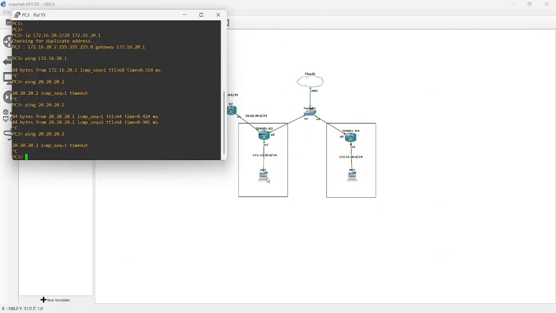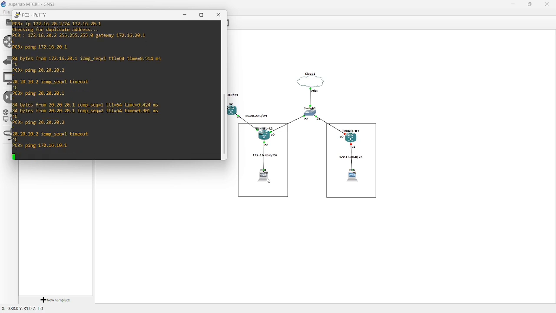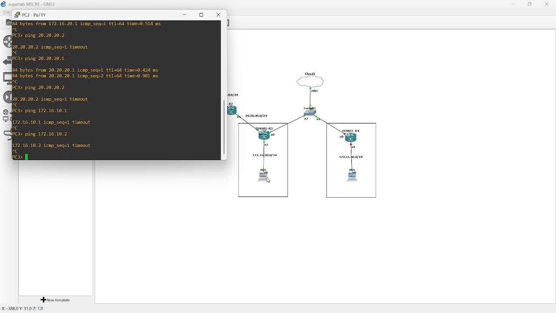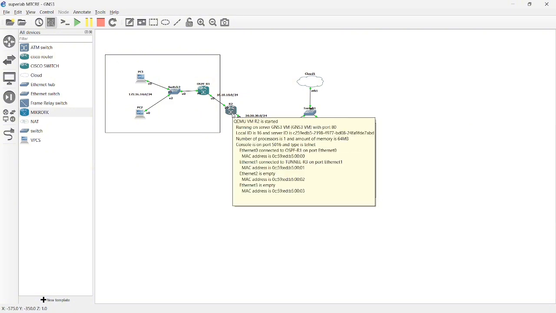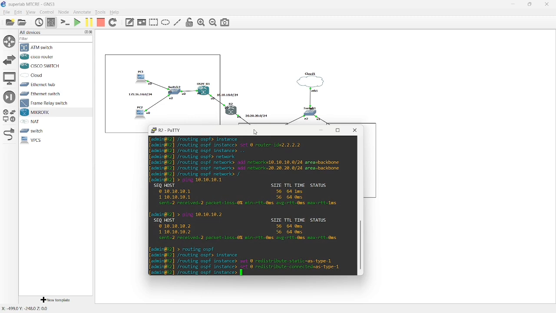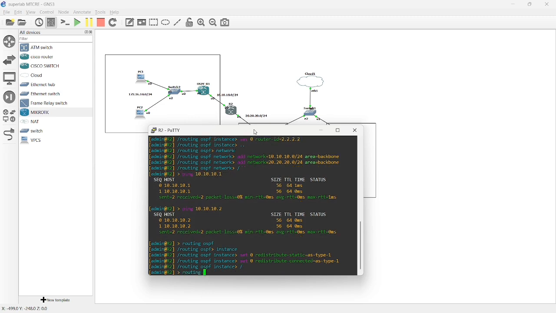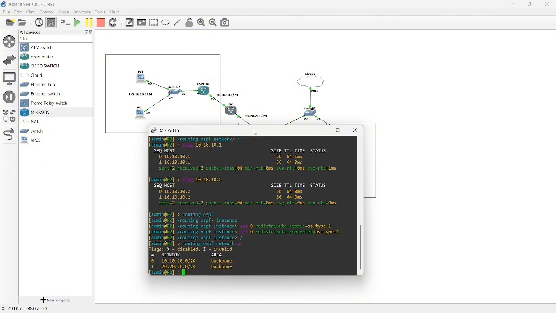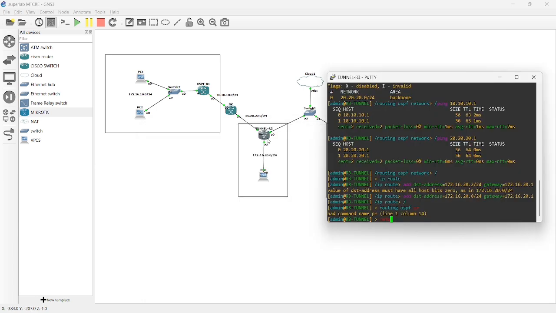Okay, redistribute static, to connect static routing and dynamic routing. Okay, timeout because R2 must have static routing and OSPF routing, not only OSPF, into R3. Yeah, to the OSPF network again.